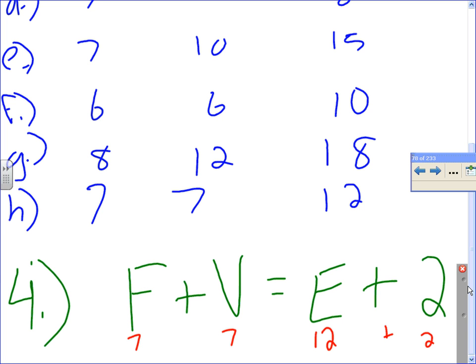Jeremy? These are the faces. These are the vertices. These are the edges. I think you're looking at them backwards. Look at the top of what they gave you. This is the F, this is the V, this is the E, okay? Yeah, that's, all right. Any other questions on that one?